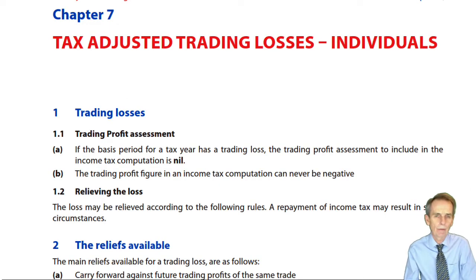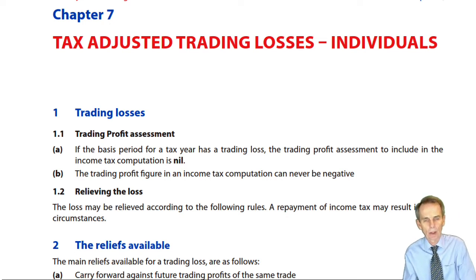Well, in Chapters 4 and 5, we learned how to establish the tax-adjusted trading profit of any given accounting period. That would be done based on taking the net profit as per the statement of profit or loss, adding back firstly any non-allowable expenses and deducting any income that was not trading, and then in replacement of the disallowed depreciation charge, we computed and deducted capital allowances. And that gave us a tax-adjusted trading profit for a given accounting period.